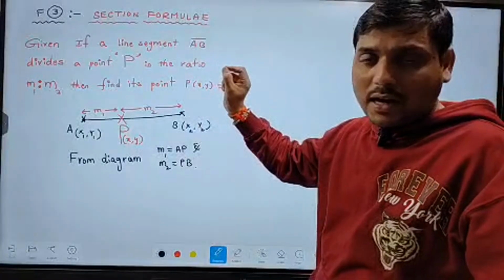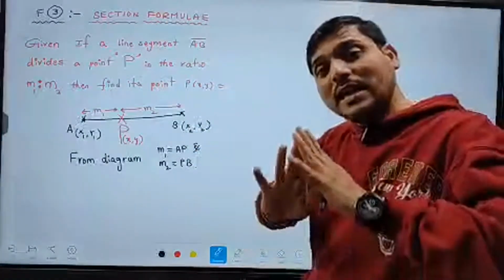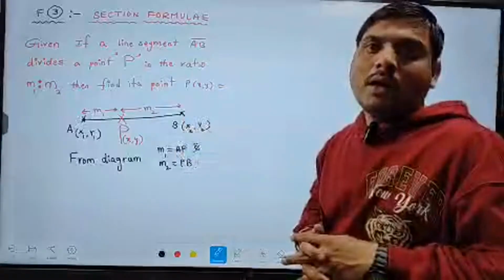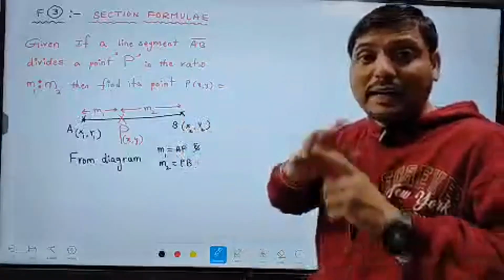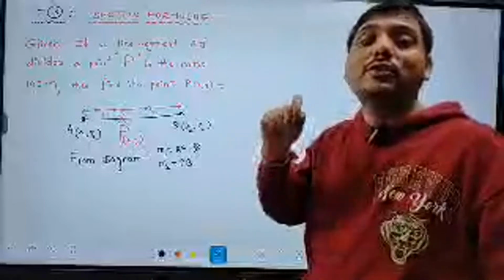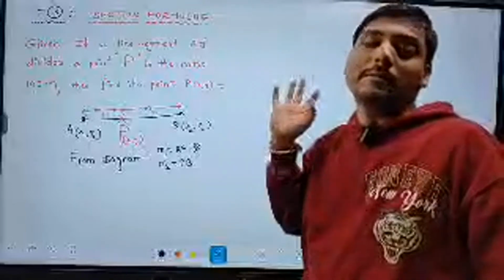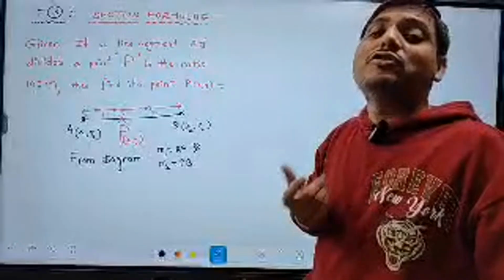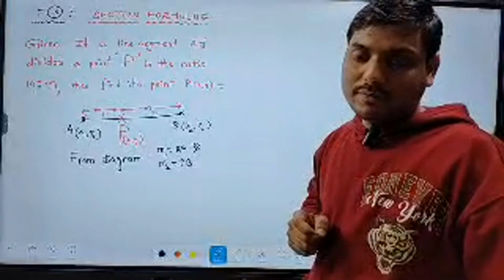Listen carefully, given information: 2 points A, B, and join them, that is line segment AB. One more point P will come and divides the line segment AB in the ratio m1 is to m2. m1 is equal here to AP, m2 is equal here to PB. What are the values of P(x, y)? That is the formula. Listen.